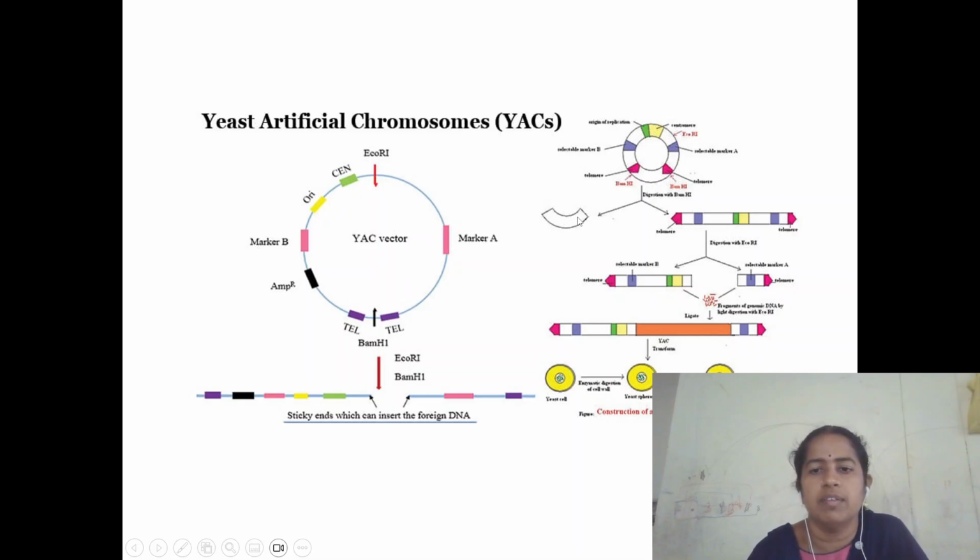The gene of interest has to be cloned into the site without disturbing these regions. Once it is inserted, it will have the selectable antibiotic regions for selecting ampicillin resistance, and marker A or marker B will be cleaved. Based on that, the selection will be made. If marker A is cleaved, then marker B alone should be there. That can be identified by a specific chemical for that particular marker.